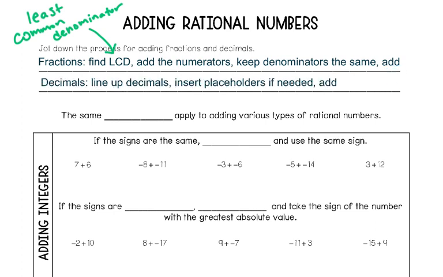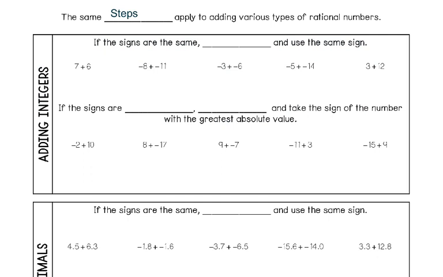And then this was our quick review of decimals. We lined up the decimals, we inserted placeholders if need be, and then we just added like normal. So the same steps apply to adding various types of rational numbers. We will follow the exact same steps, the same rules, to add these rational numbers like we did with integers. For example, let's look at this adding integers section.